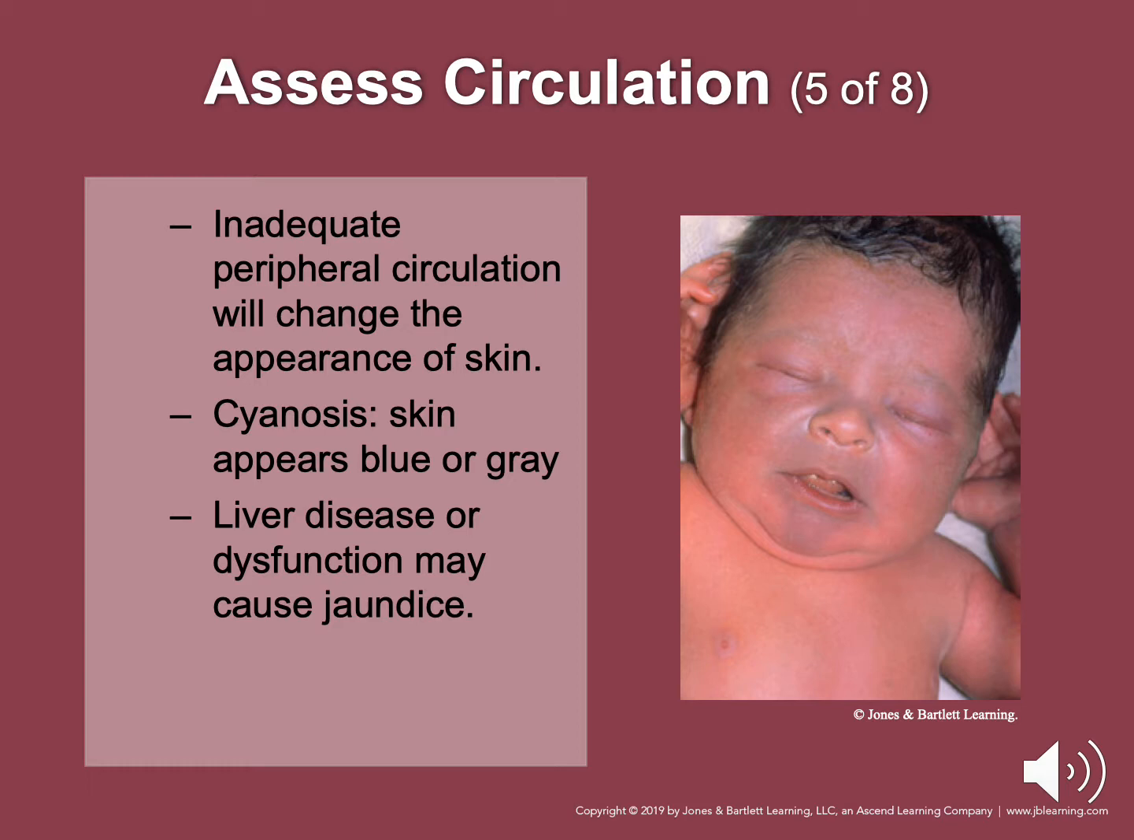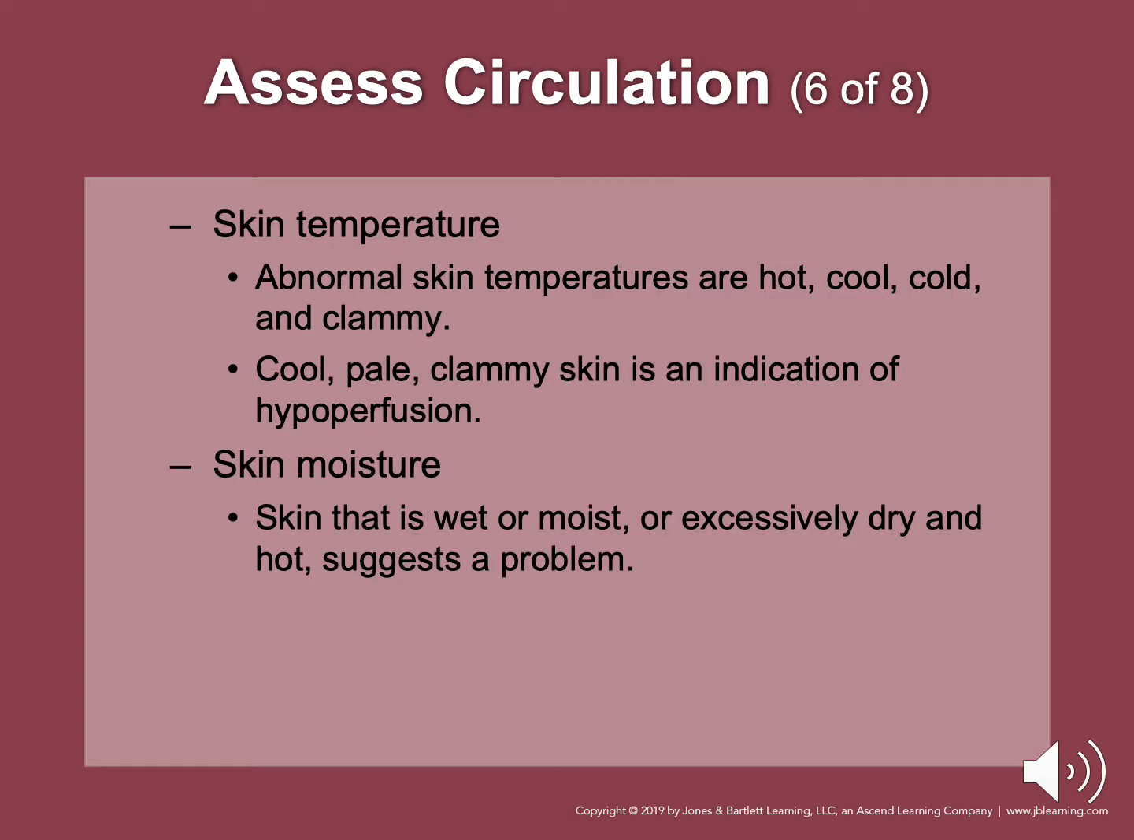So skin temperature: normal skin is warm to the touch. Abnormal skin is hot, cold, or clammy. Significant fever, sunburn, or hypothermia will make the skin feel hot to the touch. Skin will cool when the patient is in early shock, has mild hypothermia, or has inadequate perfusion. And skin will feel cold when the patient is in profound shock.